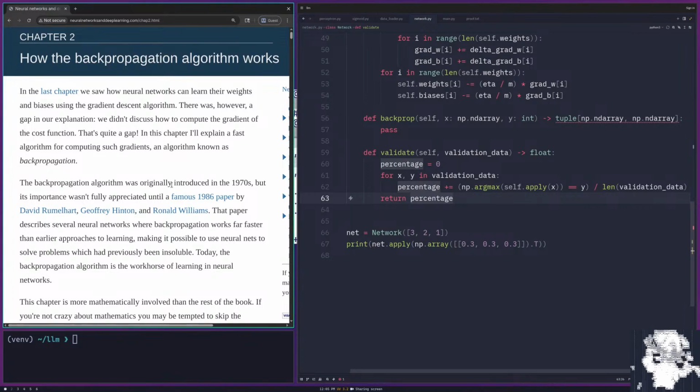Alright, let's get going. In the last chapter, we saw how neural networks can learn their weights and biases using gradient descent algorithms. There was, however, a gap in our explanation. We didn't discuss how to compute the gradient of the cost function. That's quite a gap. It sure is, because of that, I haven't even run the code yet.